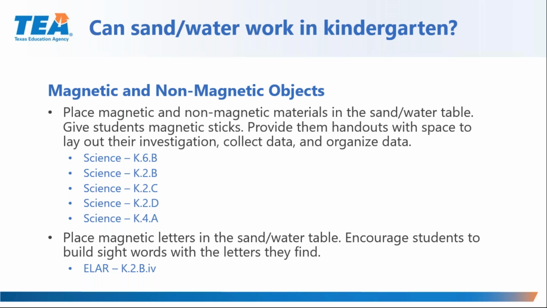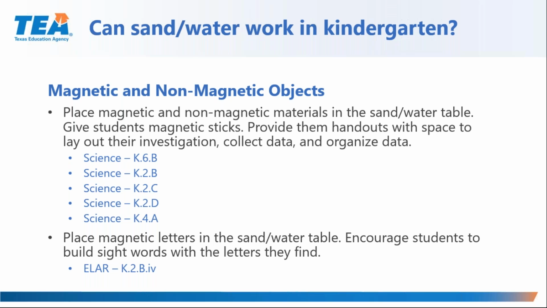So can this work in kindergarten? And again, I would say absolutely. This is a great center for both science and reading. The example I've given here is working with magnetic and non-magnetic objects. Students could use magnetic sticks and be asked to predict if items are magnetic or not. And then you could give them a form to fill out where they can plan their investigation and collect data, so they can make a prediction if an item would be magnetic or not. They can collect data, and they can organize the data on that form after they've completed their investigation.